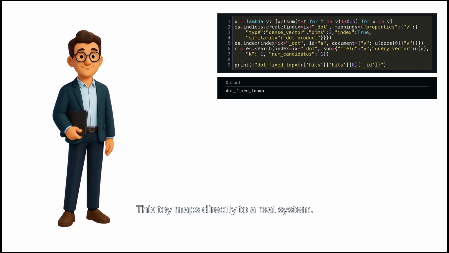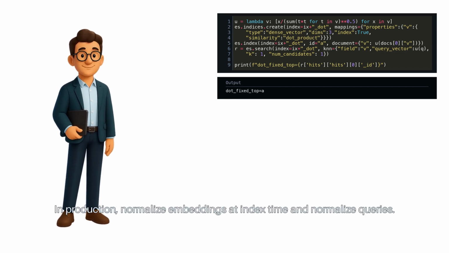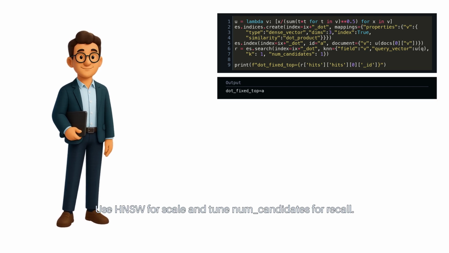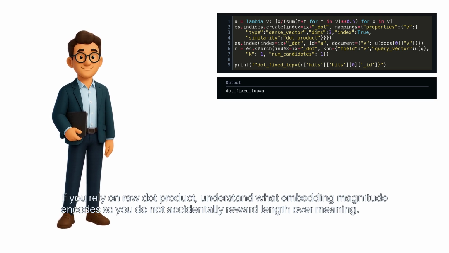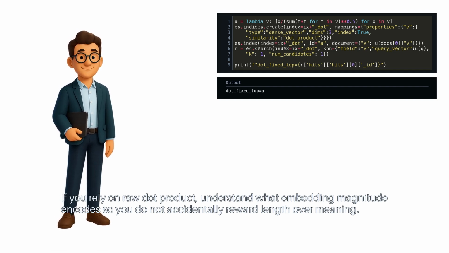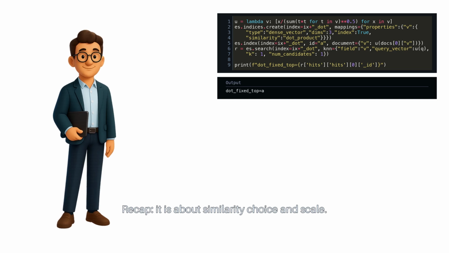This toy maps directly to a real system. In production, normalize embeddings at index time and normalize queries. Use HNSW for scale and tune num_candidates for recall. If you rely on raw dot product, understand what embedding magnitude encodes so you do not accidentally reward length over meaning. Recap: it is about similarity choice and scale.